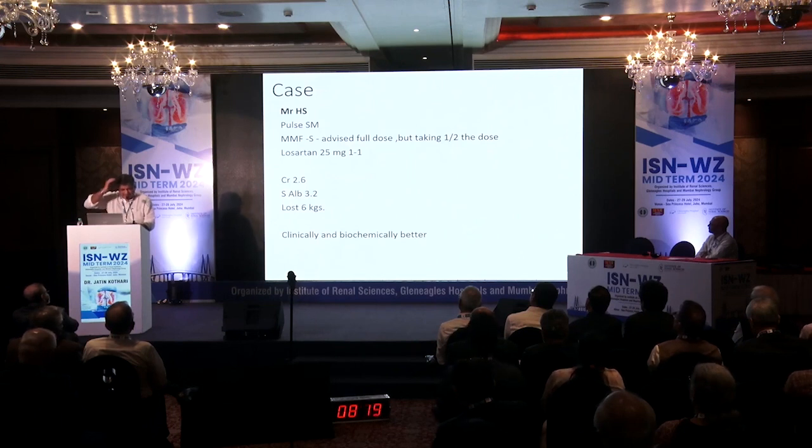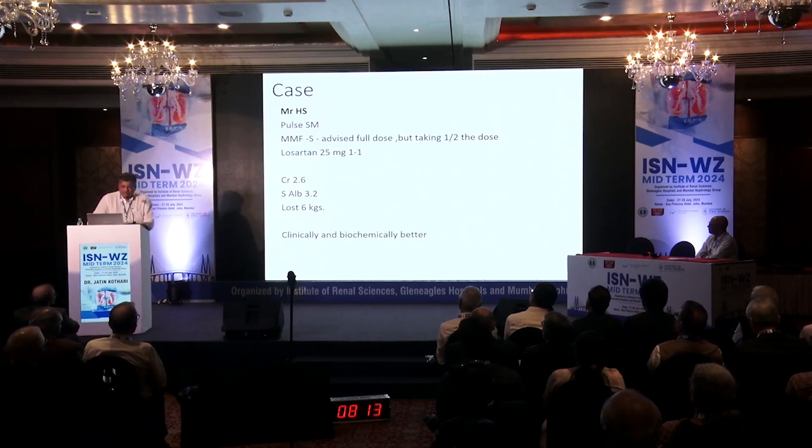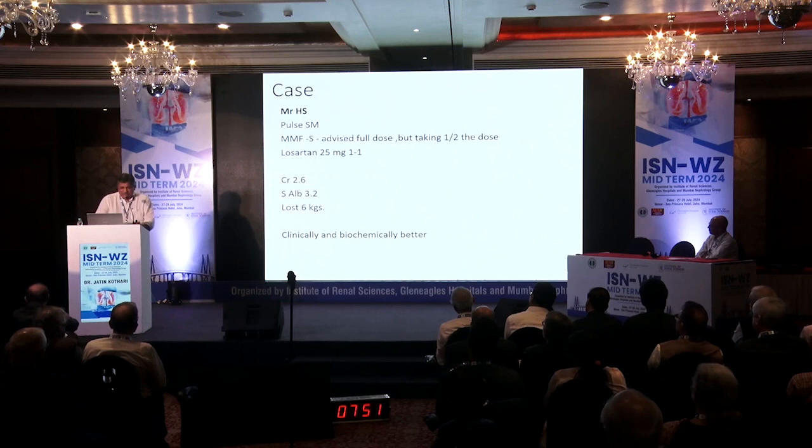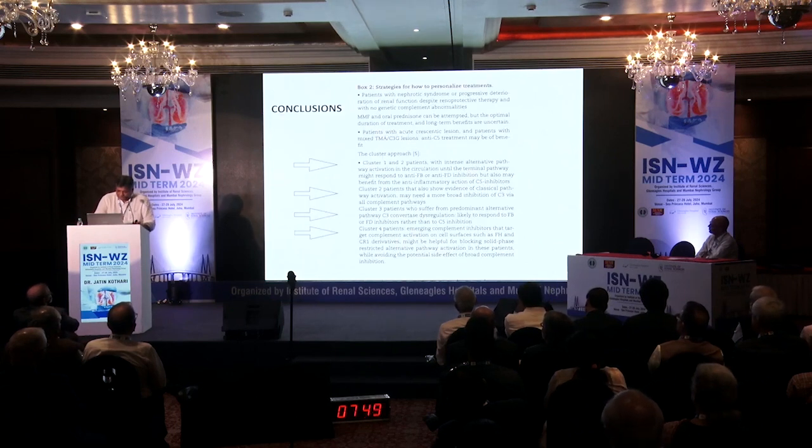So coming back to the case, this patient was pulsed because of his rapid progression and severe proteinuria. He was advised full dose of MMF. Accidentally, I had not read the trial at that time, and the trial actually recommended half dose, which one of my previous colleagues had already started, and the patient was doing well. His creatinine did come down to 2.6 in about 3 months. Of course, he was on a dose of ARB, depending on his blood pressure. His albumin levels were improving, and he lost about 6 kilos while he was on the treatment.